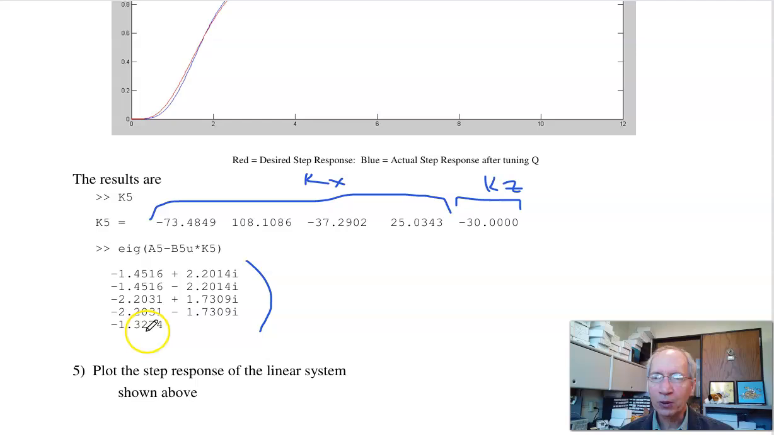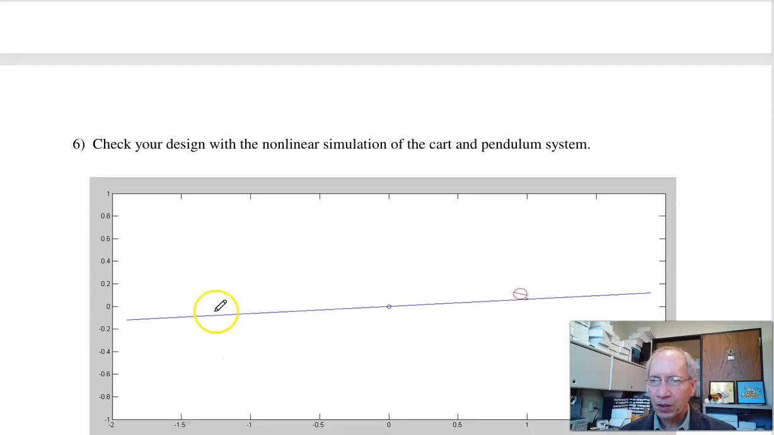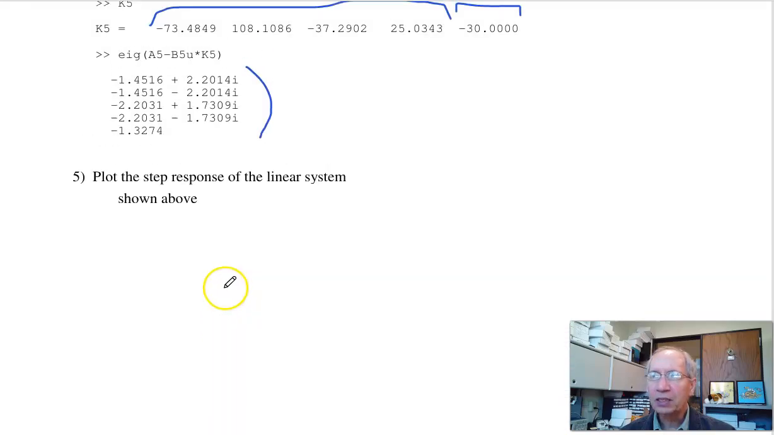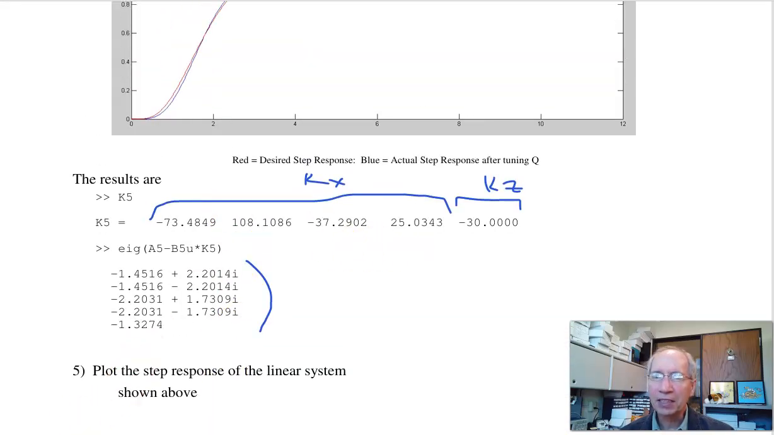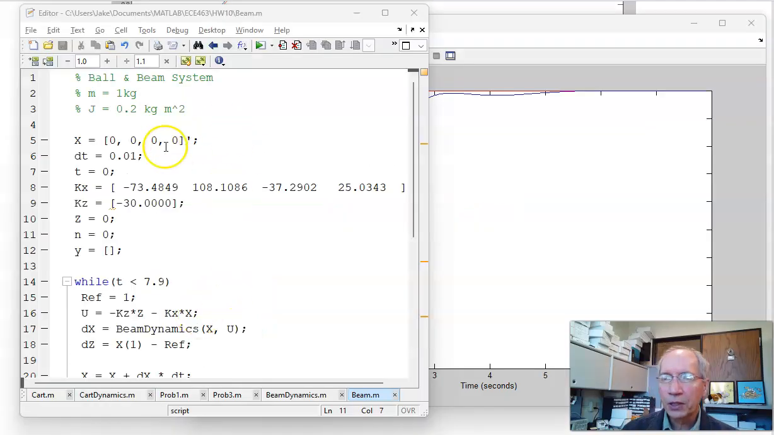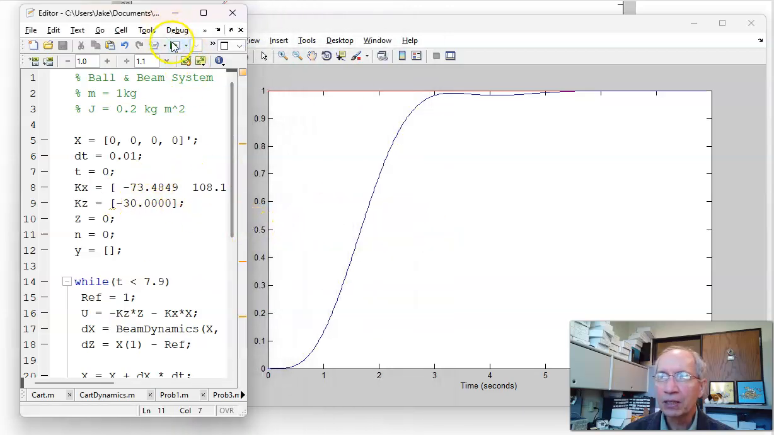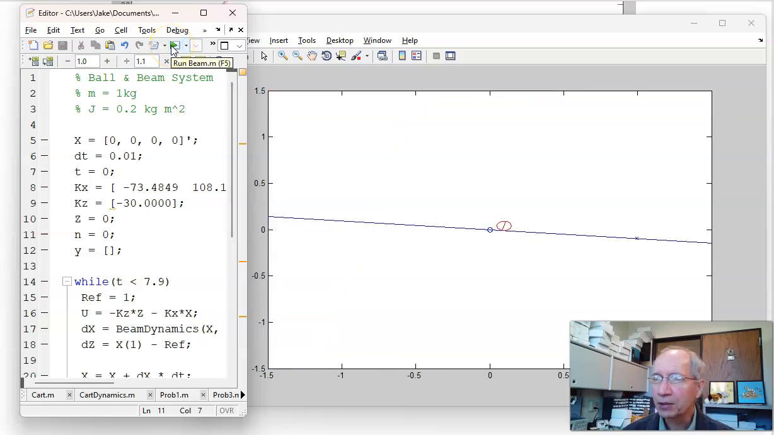The dominant pole kind of makes sense. The other poles, not really sure. LQR, they all drop out. So when you're done, there's your feedback gain. The acid test is try it. So here's my nonlinear simulation of the ball and beam system. There's the feedback gain Kx that I calculated, Kz, the servo state. When I run it, here's my step response.